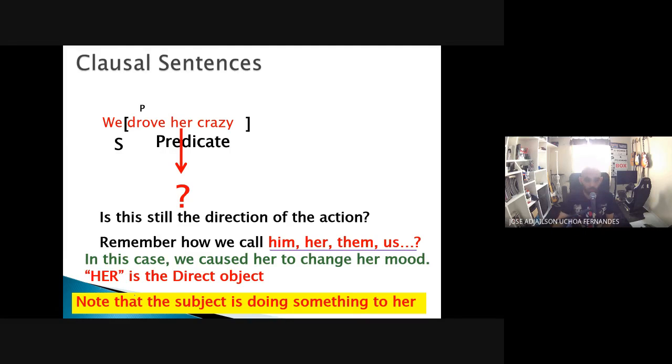So note that the subject is doing something to her. Okay, drove her. So this is the direct object, and crazy is the predicative complement. In this case, an object-oriented predicative complement, or if you prefer, an objective predicative complement. Do you have any question about this analysis? Do you think it's easy to analyze clausal sentences like these?